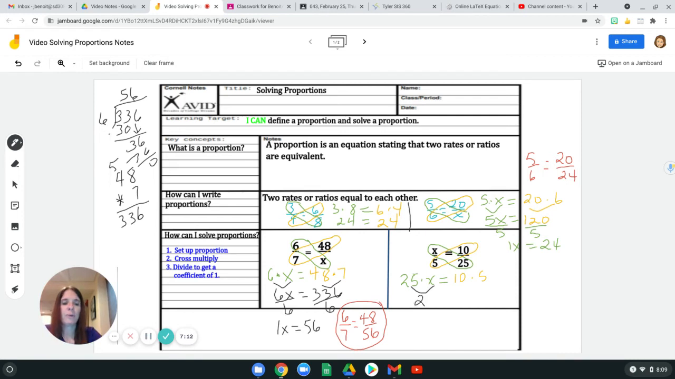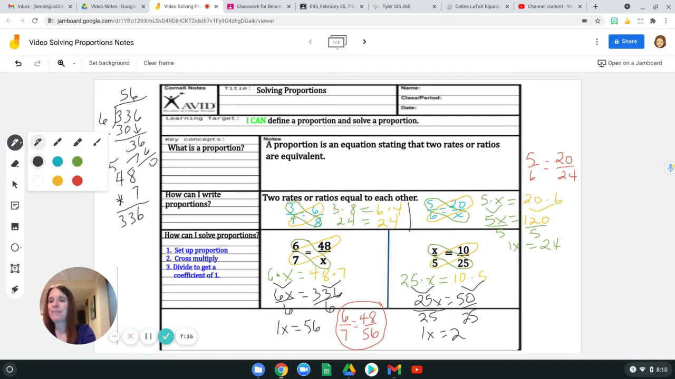25 times x is 25x. 10 times 5, powers of 10, gotta love them, 50. 1 times 5 is 5, slap that 0 on. Divide by your coefficient, and you get 1x equals, how many 25s go into 50? That would be 2 quarters. 2 quarters make 50 cents, right? Okay, and then take that 2, and you're going to put it where x was in the original proportion. So you have 2 over 5 equals 10 over 25.